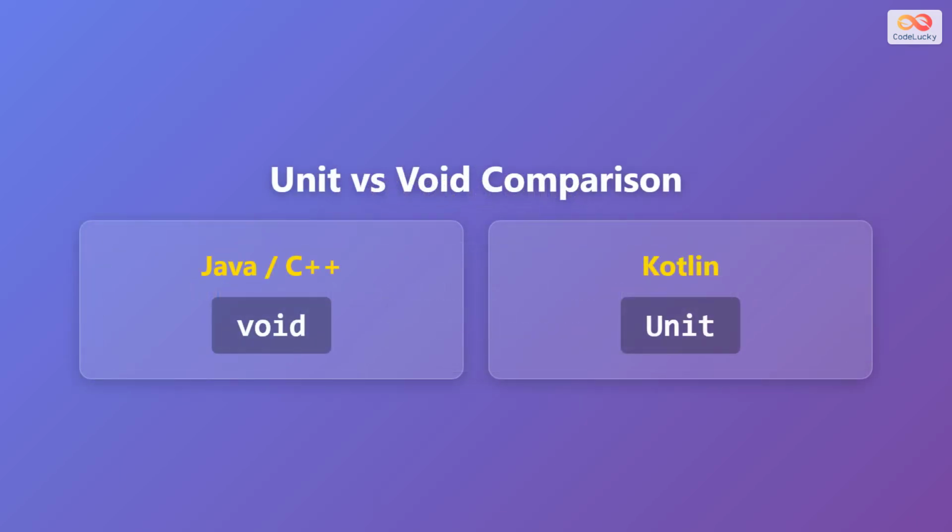If you're coming from Java or C++, you're probably familiar with void. In those languages, void indicates that a function returns nothing. Kotlin uses unit instead. While they serve similar purposes, unit is actually a real type in Kotlin with a singleton instance, whereas void is simply the absence of a type. This distinction makes unit more consistent with Kotlin's type system.